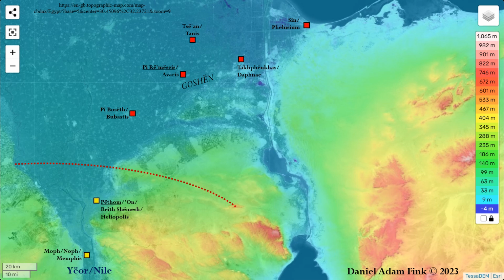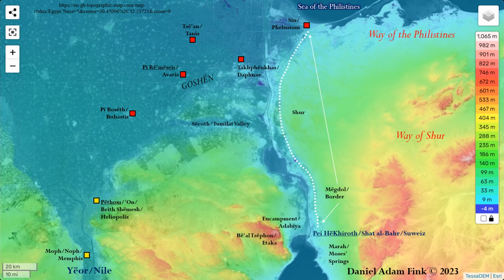To the right of Raameses is Tachbenches, Daphni. North of there is Sa'an, Tanis, which would later become the capital. And right of top center is Sin, Biblical Pelusium. The Exodus Hebrews from Pithom, the capital district with the yellow boxes, and Raameses, the land of Goshen, the field of Sa'an, the red boxes.